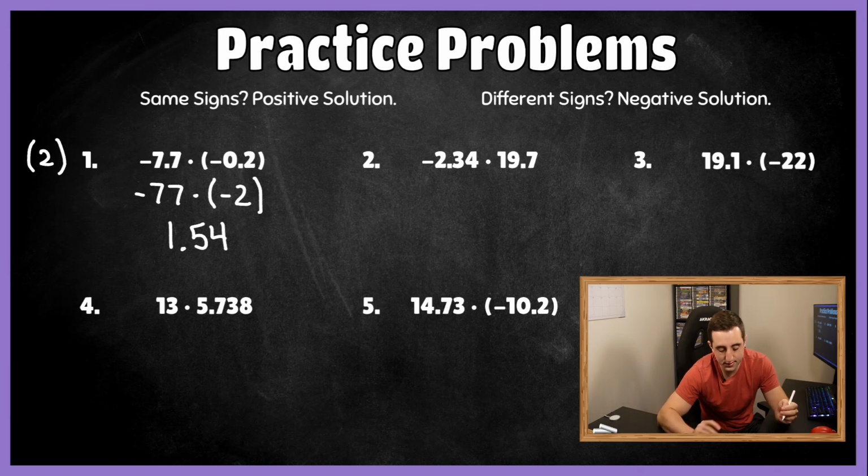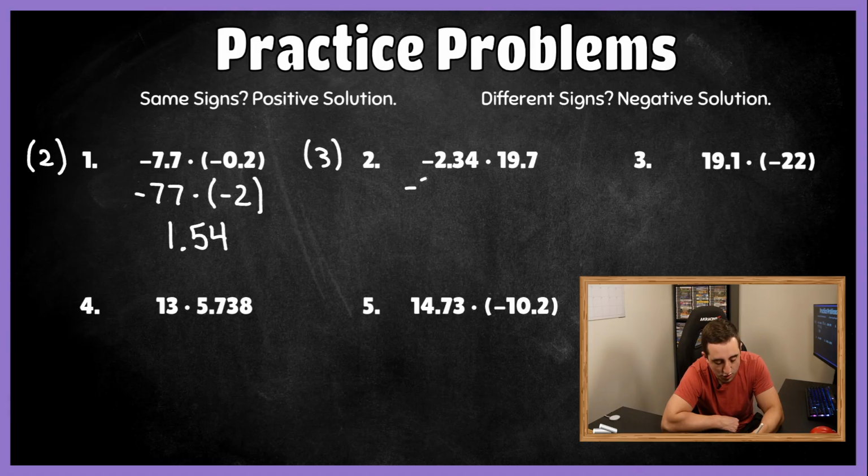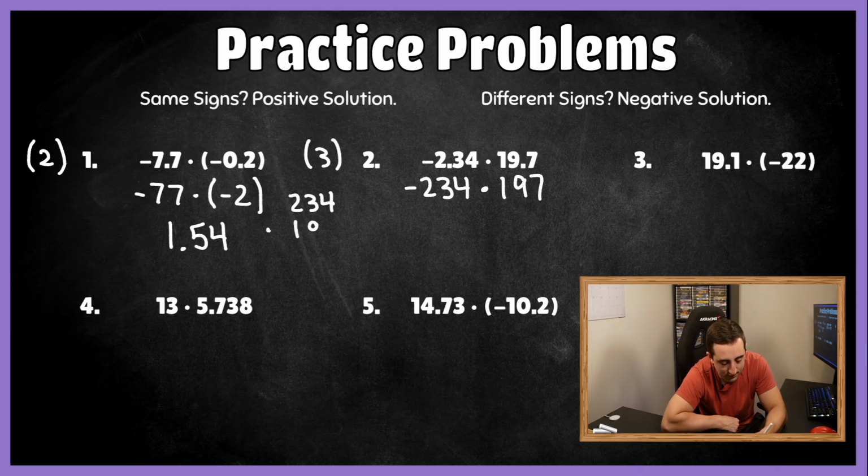We have different signs, so our final answer is going to be negative here, and we have 3 digits behind the decimal points. And then let's go ahead and rewrite these without the decimal points. So we have negative 234 times 197. We're going to go ahead and write our larger number first here, so let's do 234 times 197, and now we can go ahead and multiply everything.